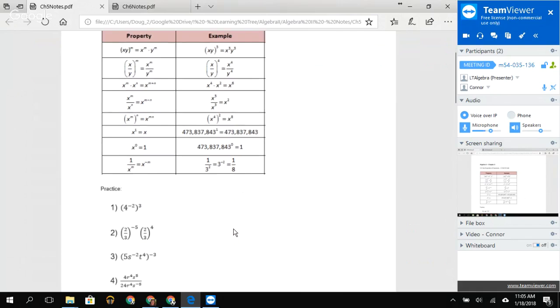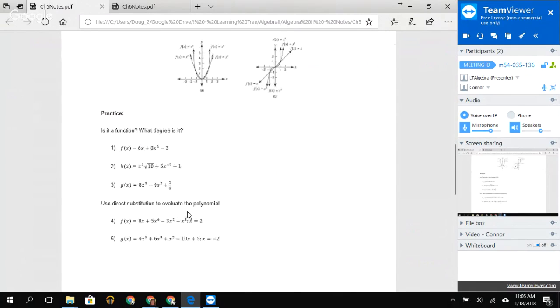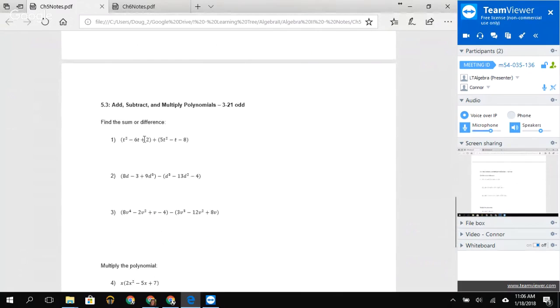And then I decided that we were going to skip over 5.2. And we started in 5.3. So we talked about adding and subtracting polynomials together. A monomial is just one term. A binomial is two terms. A polynomial just means more than that, more than two terms, basically. We have these polynomials that we're adding and subtracting together.